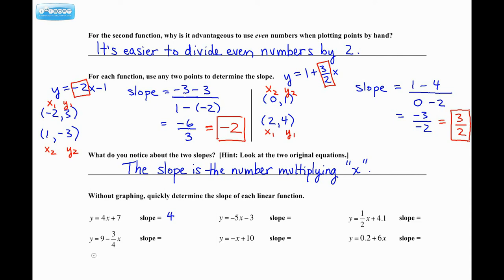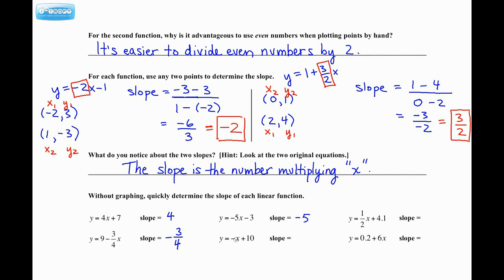All right. Let's go down. y equals 9 minus 3/4 times x. All right. Well, the number multiplying the x was not 3/4, it's negative 3/4. Remember, we have to include that sign. So the slope is negative 3/4. So notice how it doesn't matter the order that I've written the terms. I'm looking for the number multiplying the x. Over here, the number multiplying x is negative 5. See, it's pretty easy.